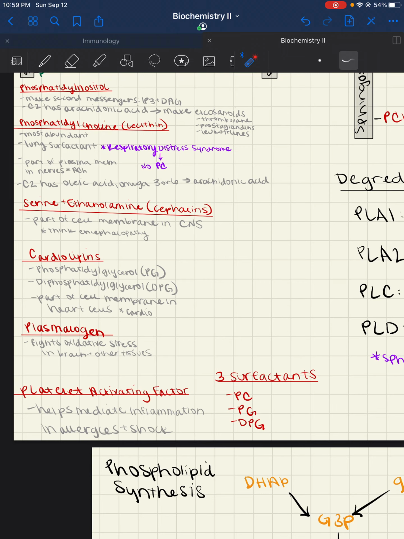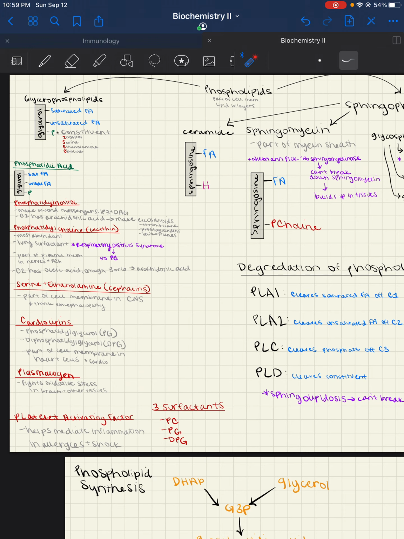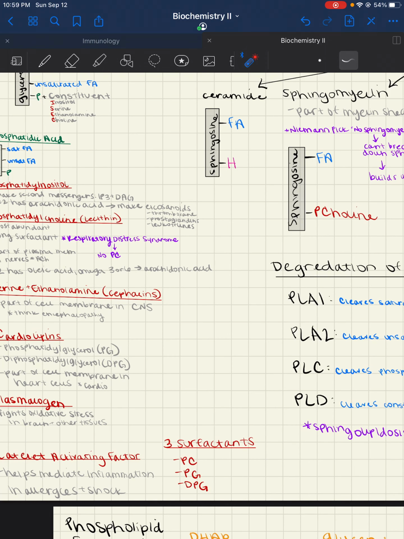Plasmalogen is another special glycerophospholipid that fights oxidative stress in the brain. Platelet activating factor mediates inflammation in anaphylaxis, and it helps platelets. It's exactly what it sounds like. It activates platelets to aggregate and help form a clot.